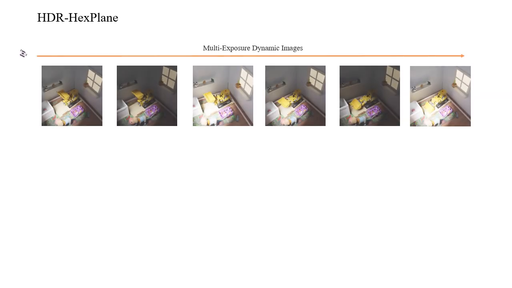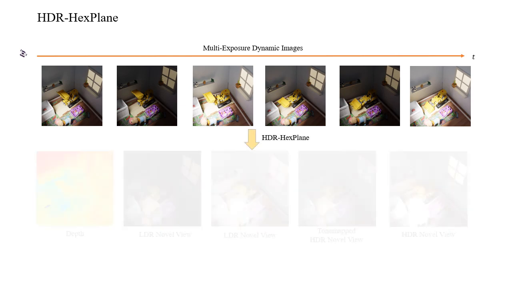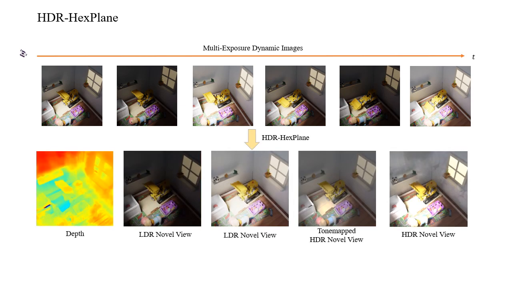To address the above issues, we propose HDR hexplane, which solves the problem of synthesizing new HDR perspectives in dynamic scenes. By inputting dynamic scene images from single or multiple cameras with different exposures, we can effectively synthesize novel views with different exposures, as well as depth and corresponding HDR images.